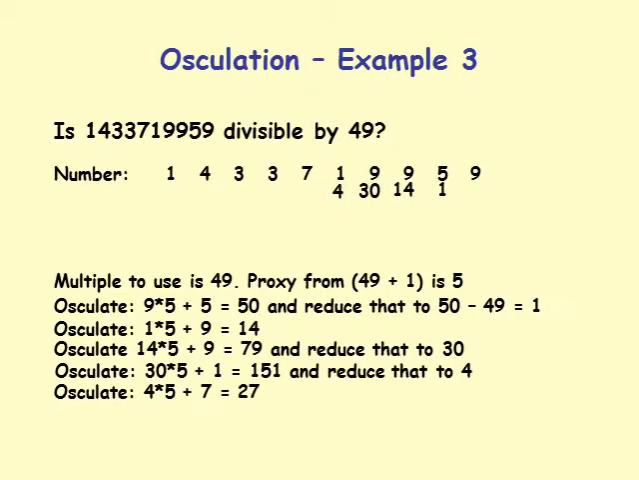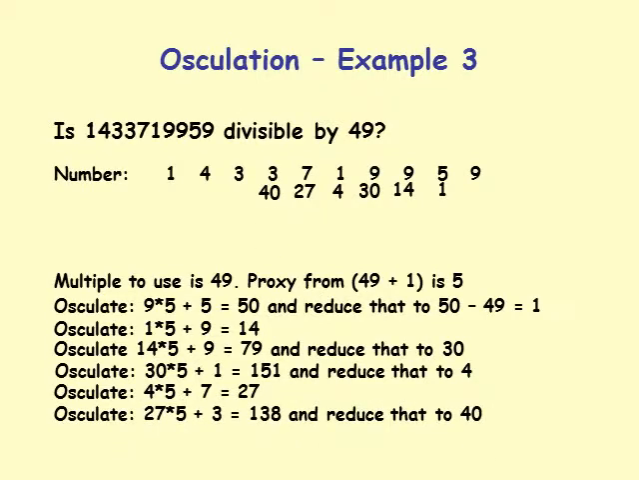Let's do osculation again. 4 times the proxy 5 plus the digit on the left, 27. Now I got 27 here. Now osculate that again. 27 times the proxy 5 plus 3, 138. We'll reduce that. So we take out 98, which is 2 times 49, from here, and we got 40. So we'll work with 40 to start next.